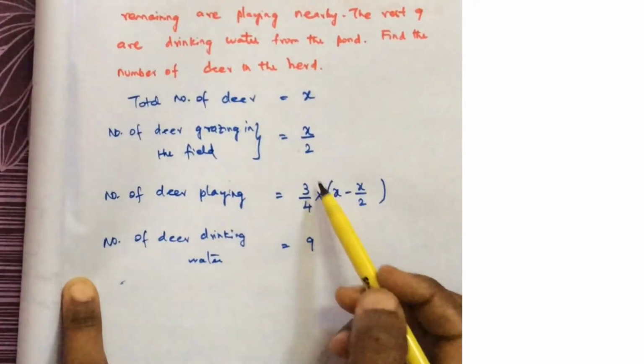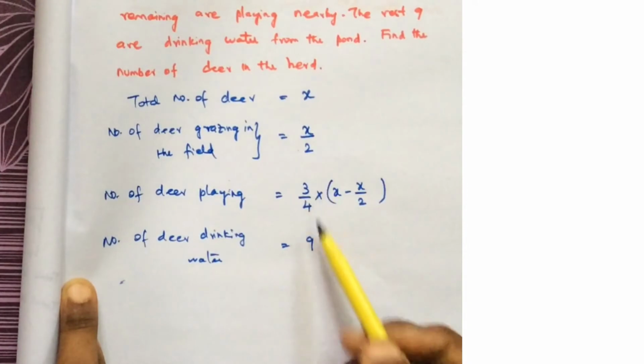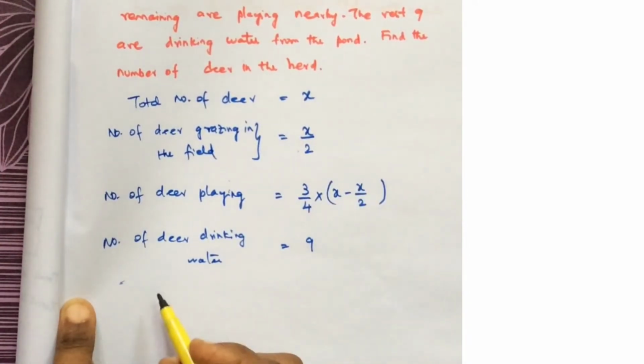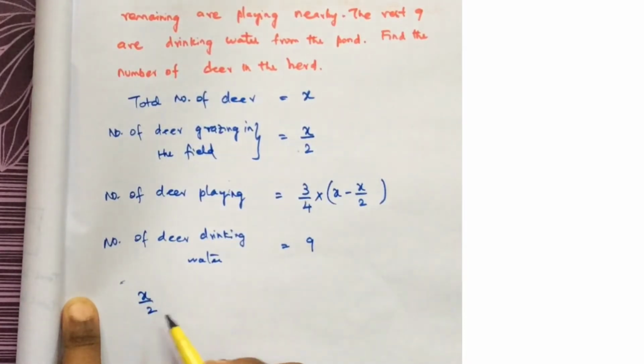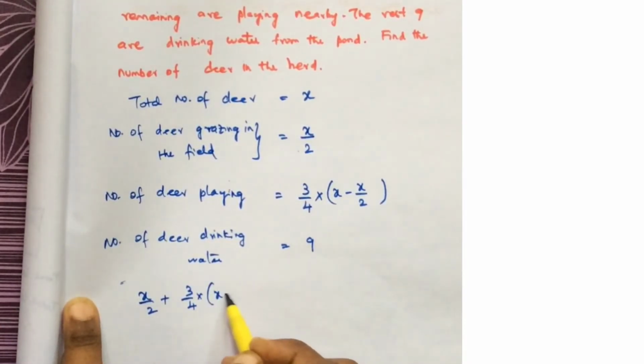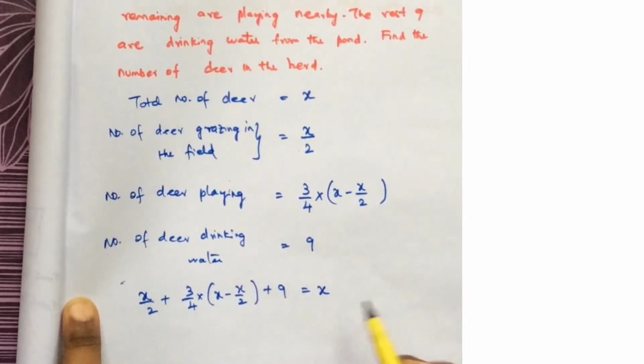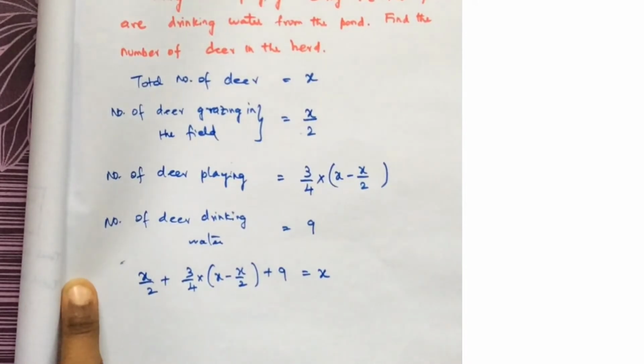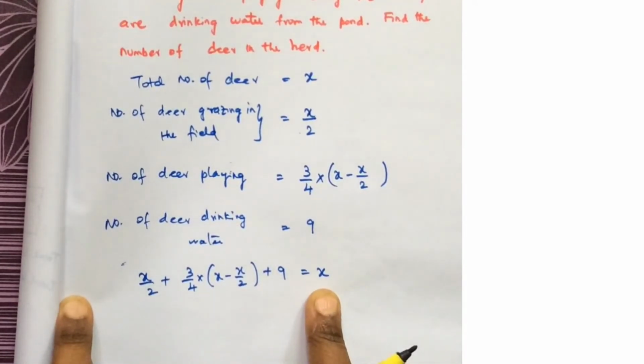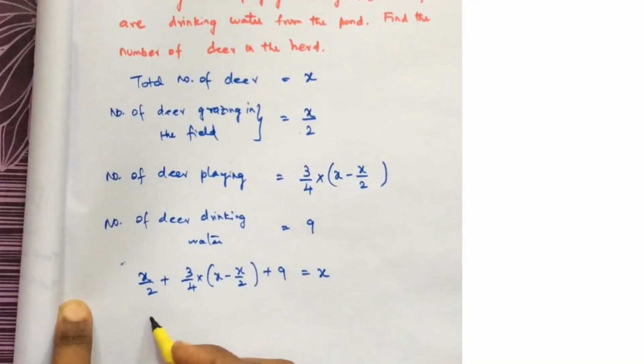If you add these three groups, you should get this x. That is, x by 2 plus 3/4 multiplied by (x minus x by 2) plus 9, that is equal to x. This is the equation. If you add these three, you should get the total number of deer. Now, we will solve this.